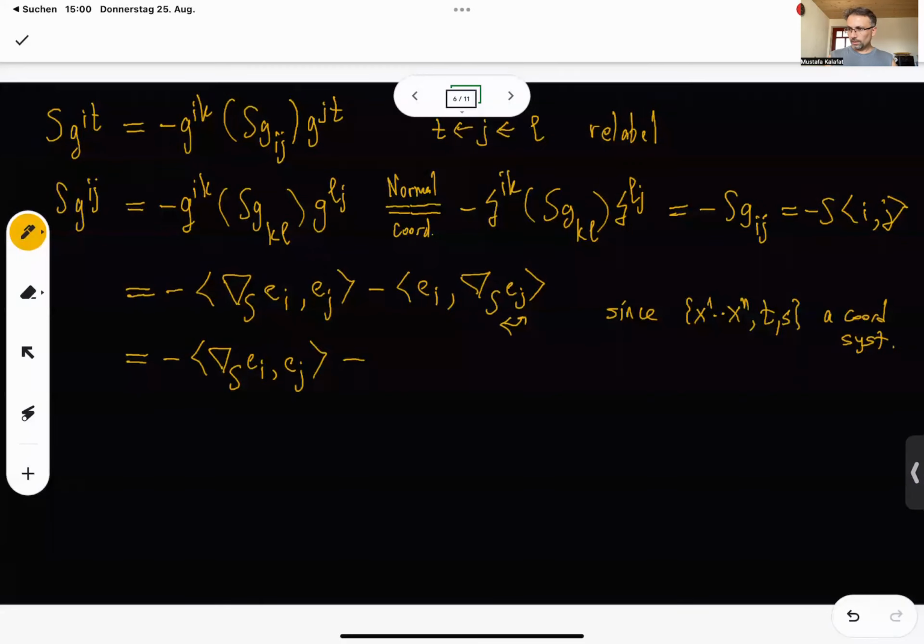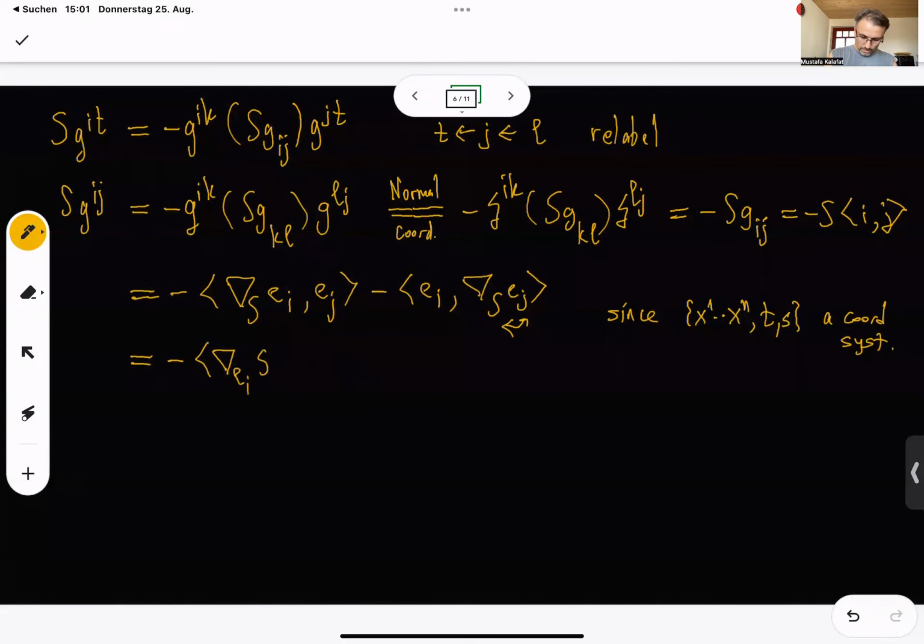So you can do it for the first term as well, so let's do all of them at once. So nabla EI S EJ minus nabla EJ S EI. Okay, just flip both of them to make it ready. So that's what the first term is going to become, and let's simplify the second term as well.